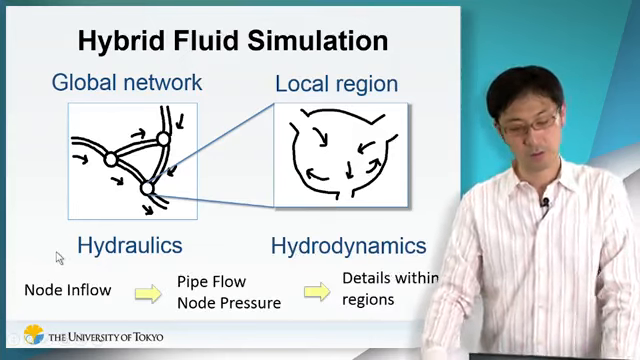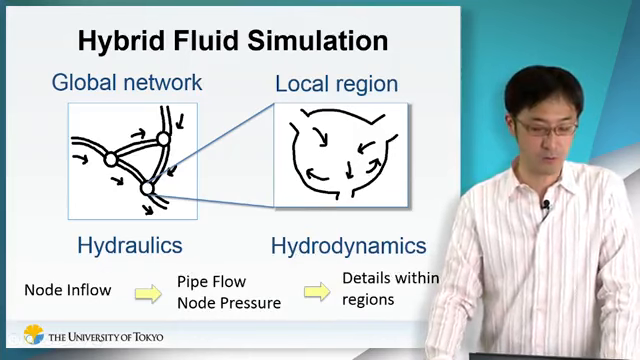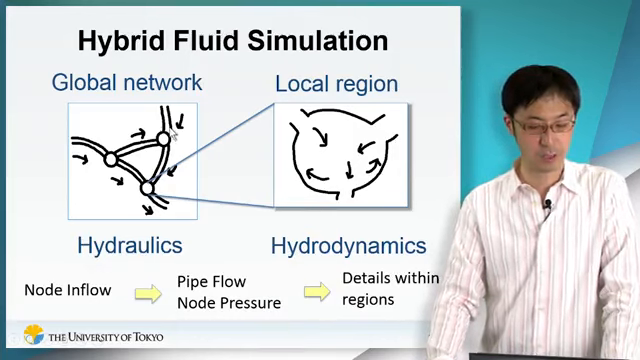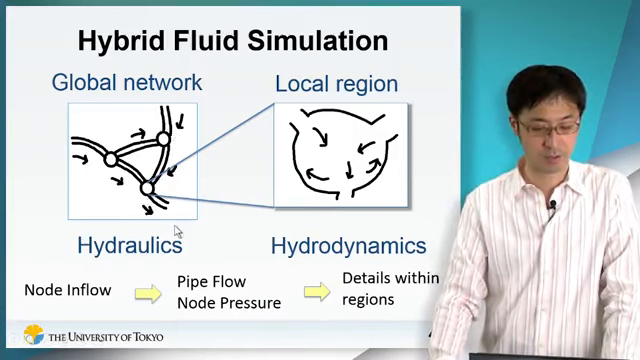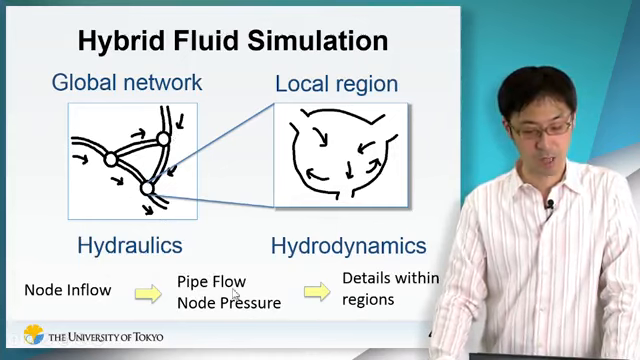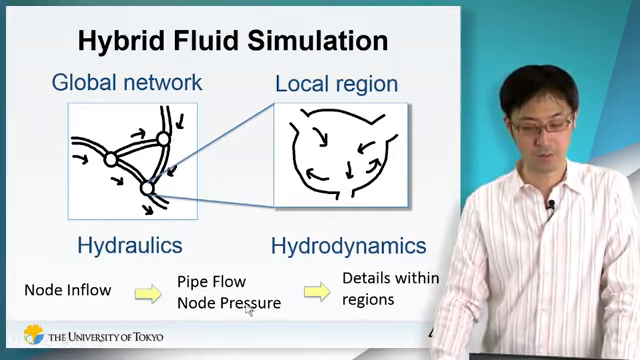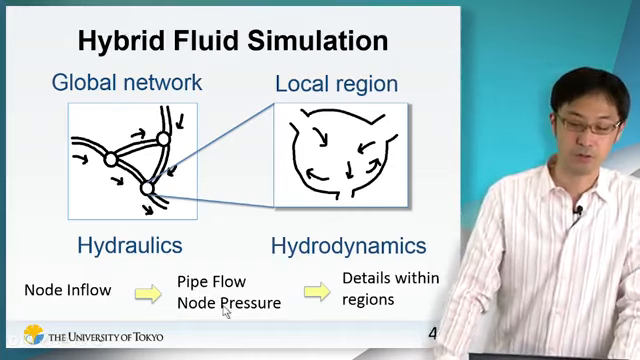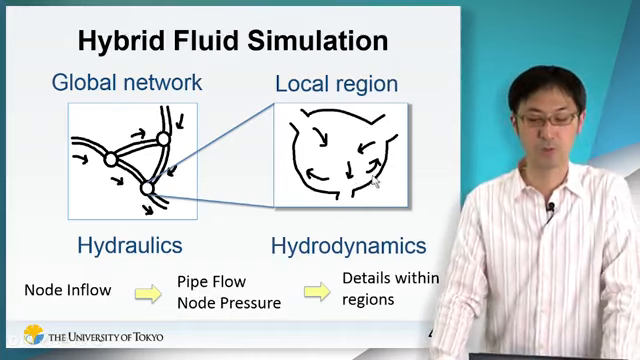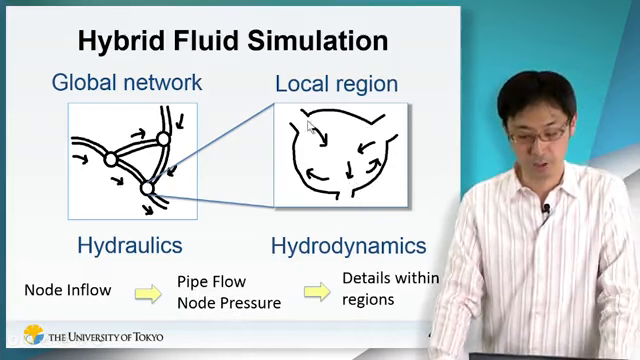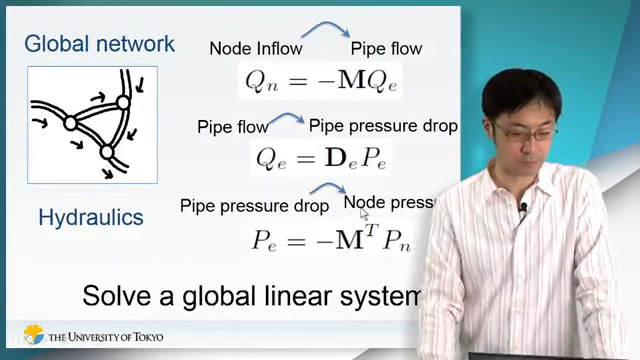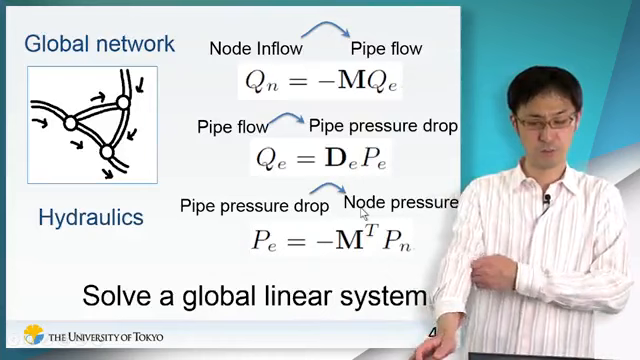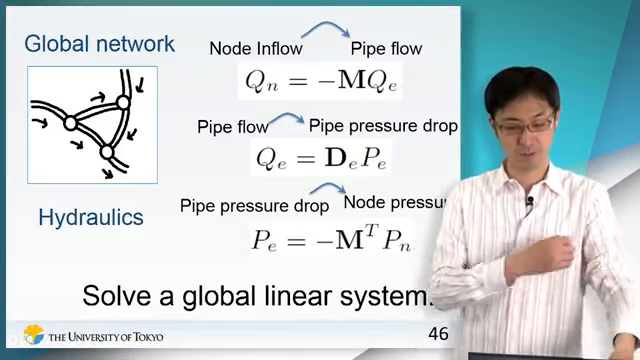And so the user specifies a node inflow, and then from the global network structure, hydraulics computes each pipe flow and node pressure. And then from this node pipe flow and node pressure, hydrodynamics computes detailed flow inside each region. So this is a little bit too involved, but let me describe the idea.